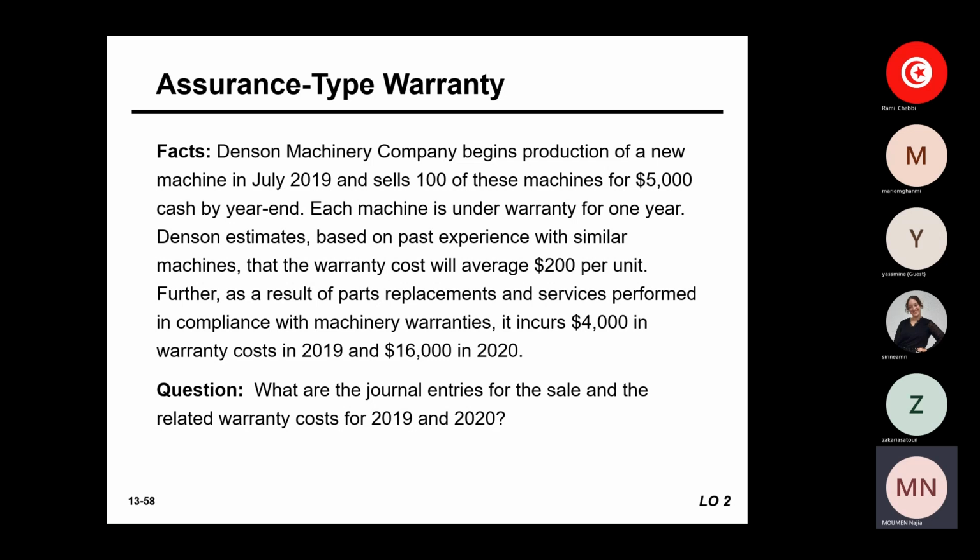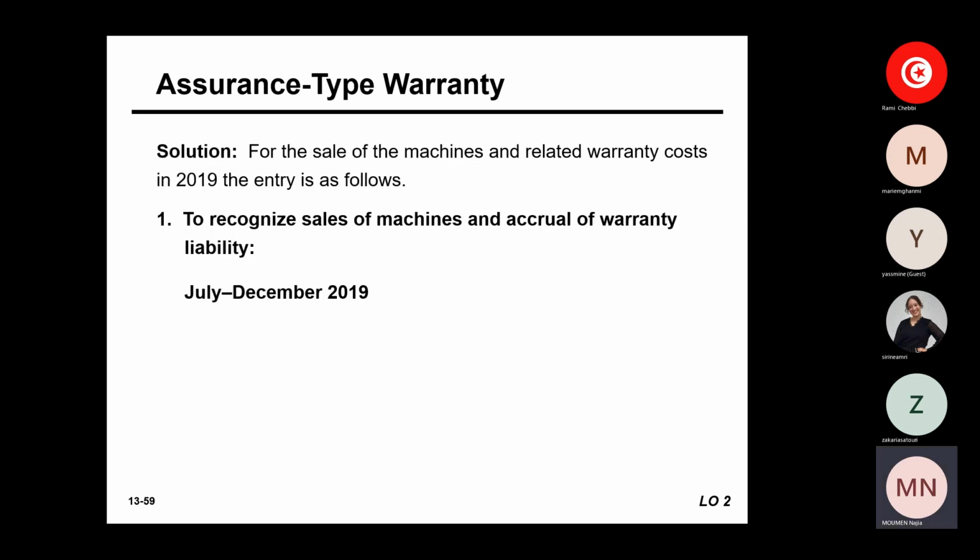So here, the situation is that you will have what? You have to accrue for this warranty liability and expense, of course, at the date of the sale, and then, of course, the incurred cost for 2019 and 2020. So what are the journal entries for the sale and also for the related warranty cost? So at the time of the sale, you should recognize what? The sale of this machine and also accrue for the warranty liability.